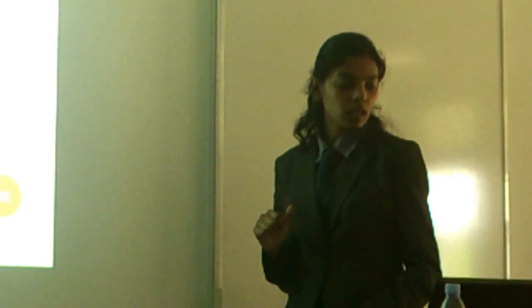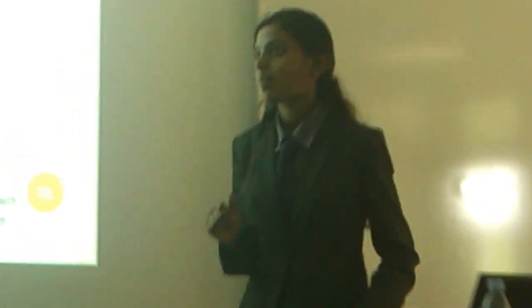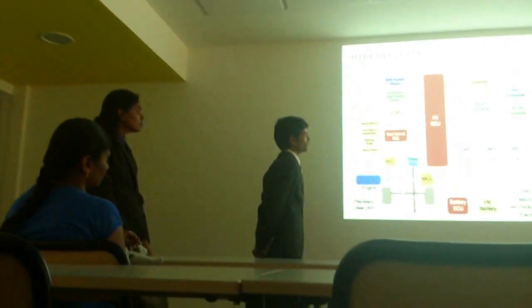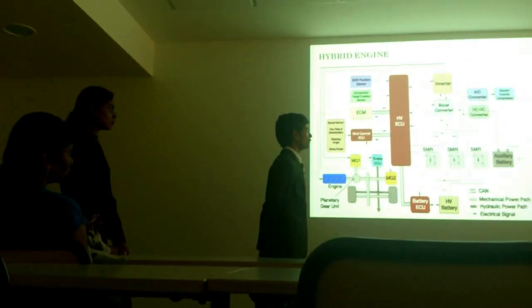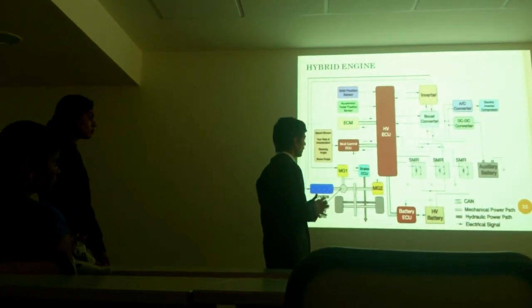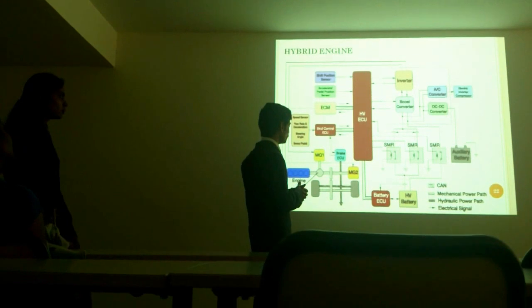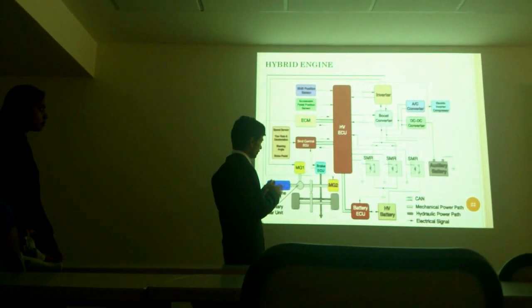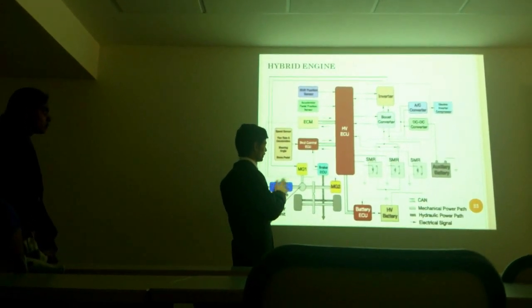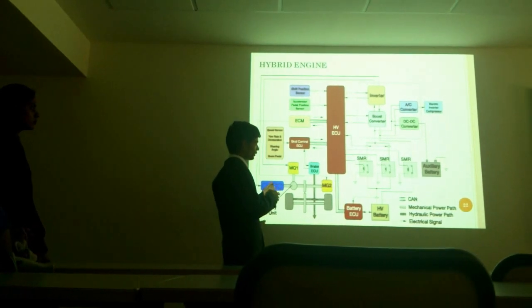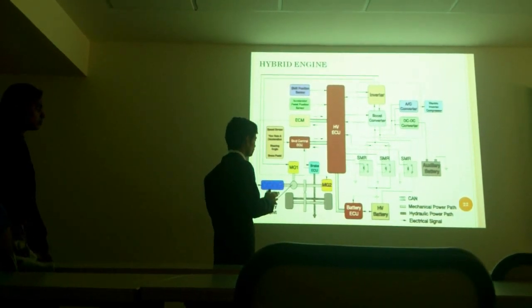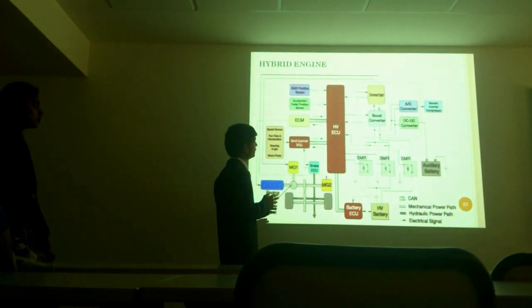This is the block diagram of the hybrid engine. Coming to the working of the hybrid engine, it uses the ECUs: the high voltage ECU, battery ECU, and brake ECU. The brake ECU is used to cut down the hydraulic connection inside the hybrid engine.